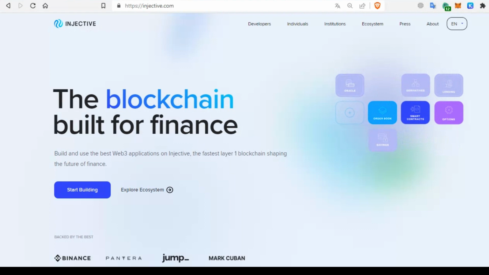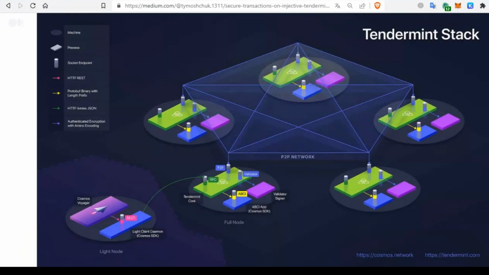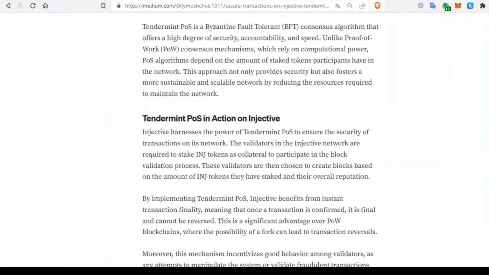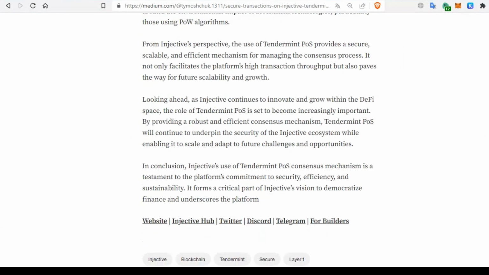managing the consensus process. It not only facilitates the platform's high transaction throughput, but also paves the way for future scalability and growth. Looking ahead, as Injective continues to innovate and grow within the DeFi space, the role of Tendermint PoS is set to become increasingly important. By providing a robust and efficient consensus mechanism, Tendermint PoS is set to continue to underpin the security of the Injective ecosystem while enabling it to scale and adapt to future challenges and opportunities.